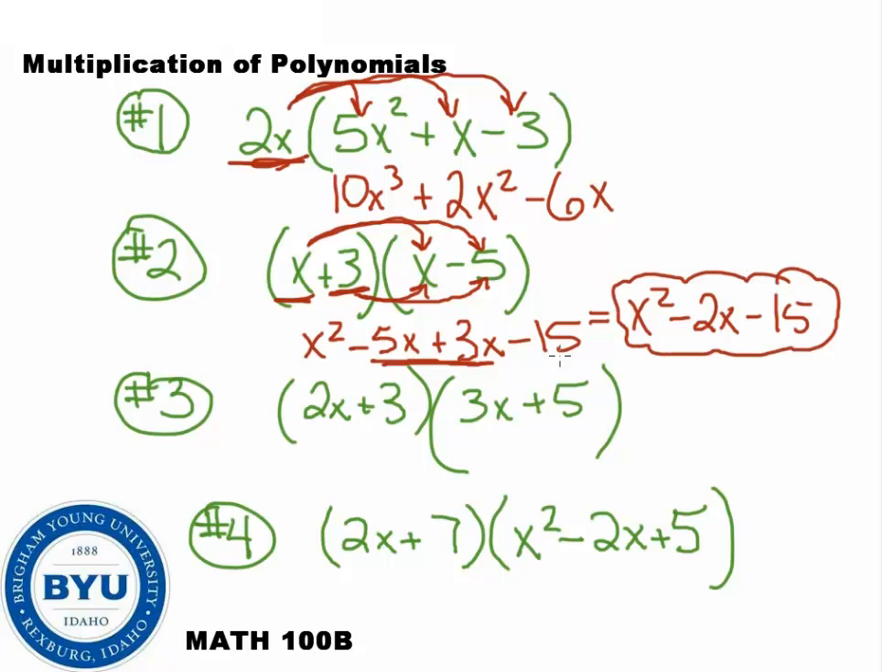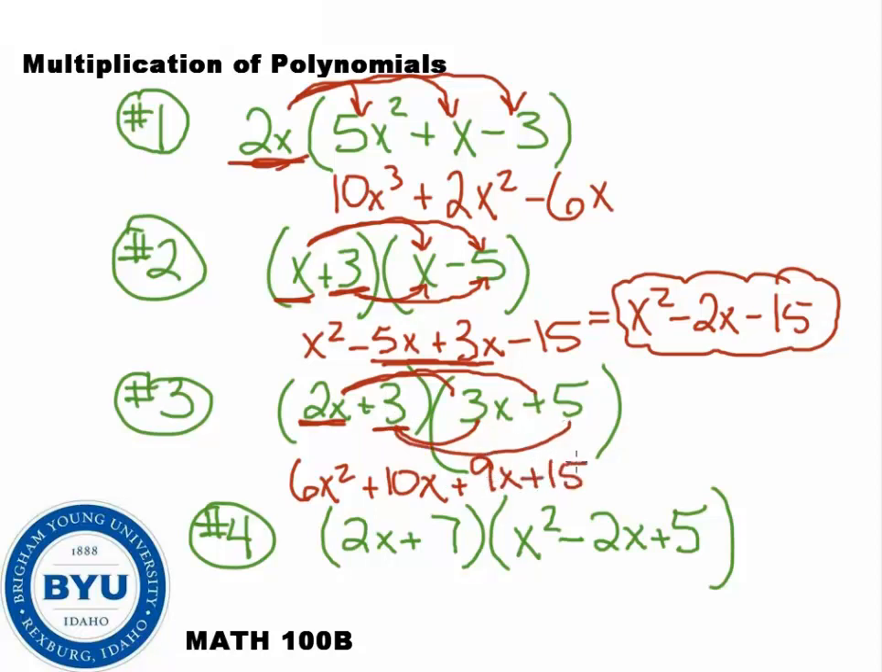How'd you do? Hopefully all right. Okay, let's go ahead and move on to this one. 2x times 3x becomes 6x squared, and 2x times 5 becomes plus 10x. Okay, this time, now I'm moving on to the second term and multiplying it in. 3 times 3x is plus 9x, and 3 times 5 is 15. Whew, hopefully you had a little more room than I did. It's getting a little crunched in here. We're going to go ahead and combine the like terms. 10x plus 9x is 19x. And so that would be my final answer: 6x squared plus 19x plus 15.